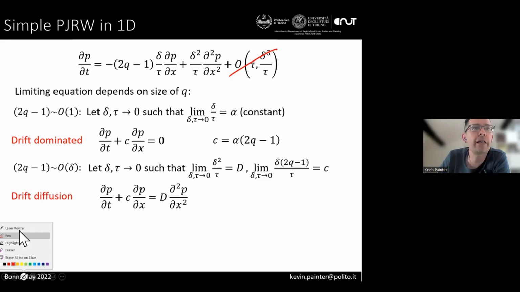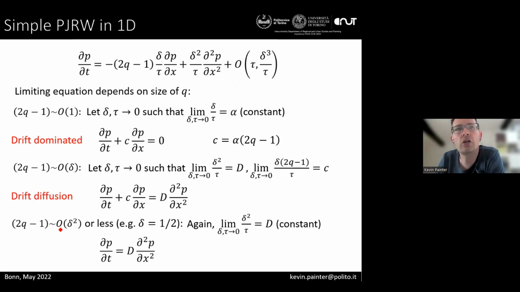And finally, we can look at the case where 2q minus 1 is order delta squared, or even less, even potentially 0 here. Well, in that case, again, we take this kind of parabolic scaling. We set the limit of delta squared over tau to be equal to d, where d is equal to a constant. In this case, this term will disappear, this term will disappear, and we get left with a diffusion equation.